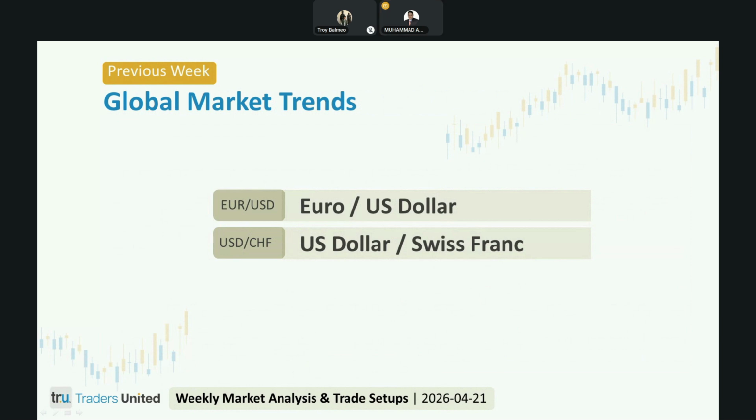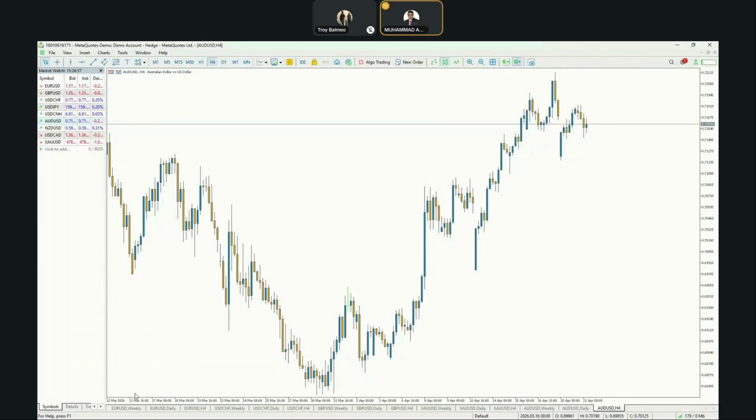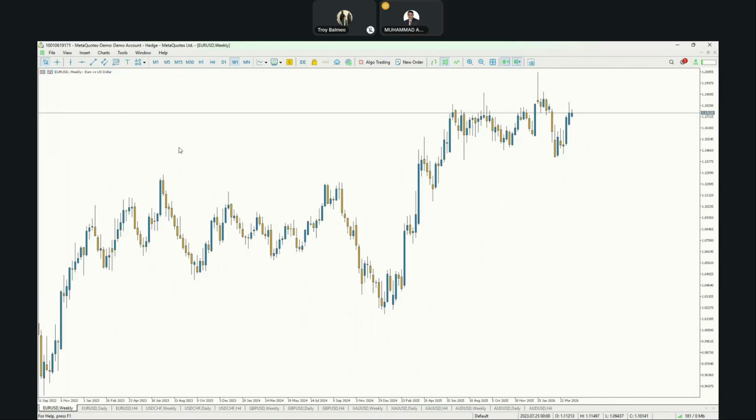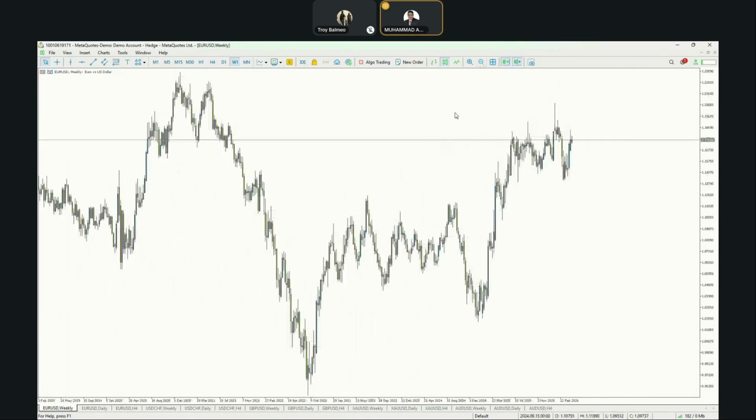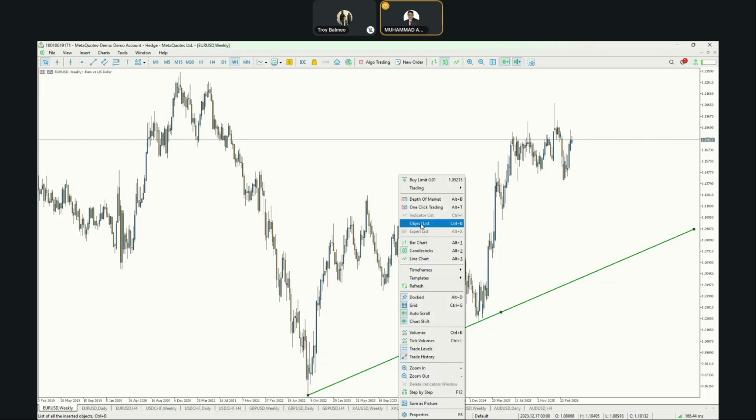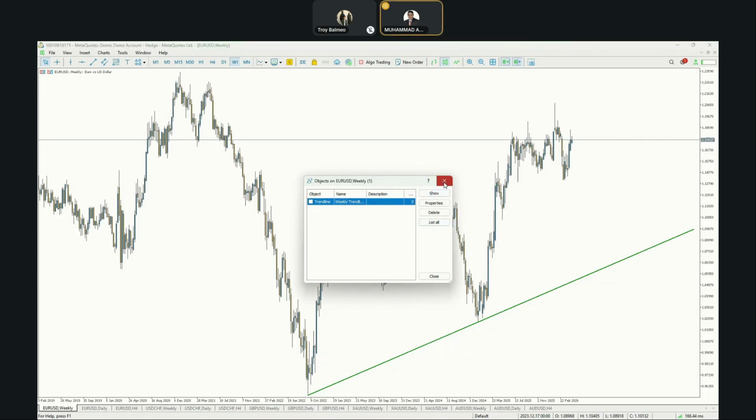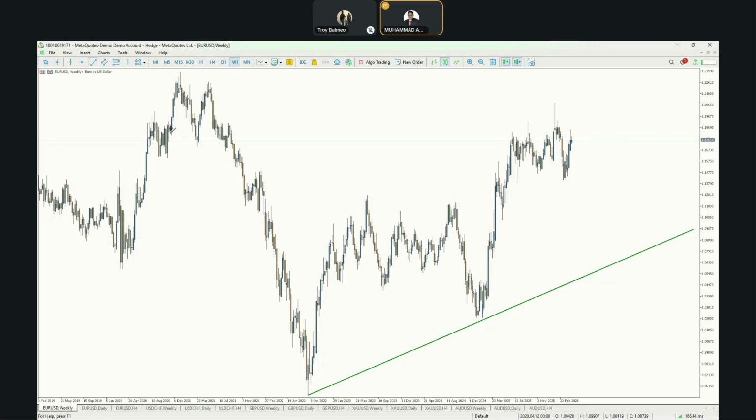So euro USD, go over here. This is the weekly time frame and it looks bullish. You can draw a simple trend line over here. The price action of euro USD currency pair on the weekly chart looks like we got a nice uptrend over here. Here's another trend line in weekly time frame.